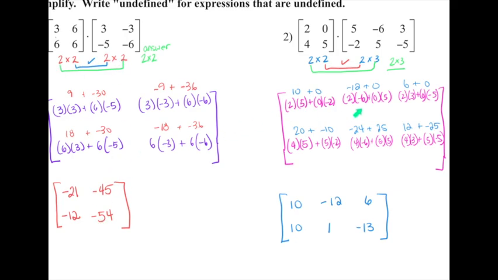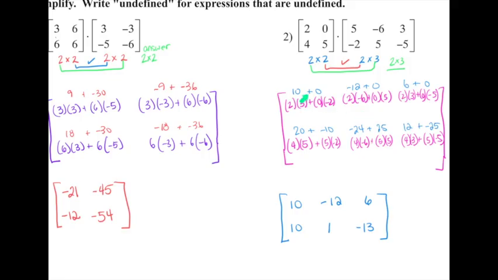All right? Over here, I checked 2 by 2, 2 by 3. Yes. My answer is going to be a 2 by 3. I started with this row. I did the first column, 2 and 5, 0 and negative 2. I did the second column, 2 and negative 6, 0 and 5. The third column, 2 and 3, 0 and negative 5. That's how I got this first row.